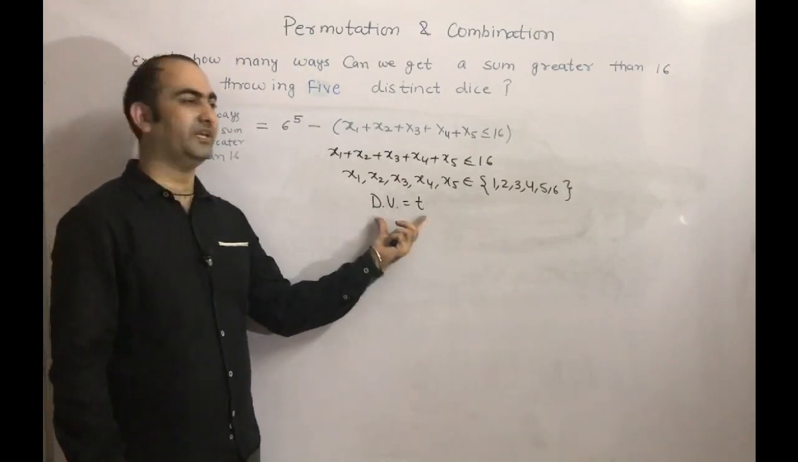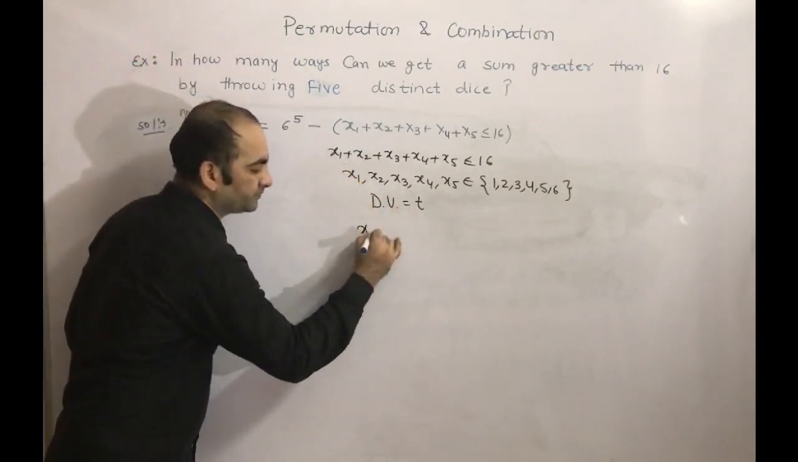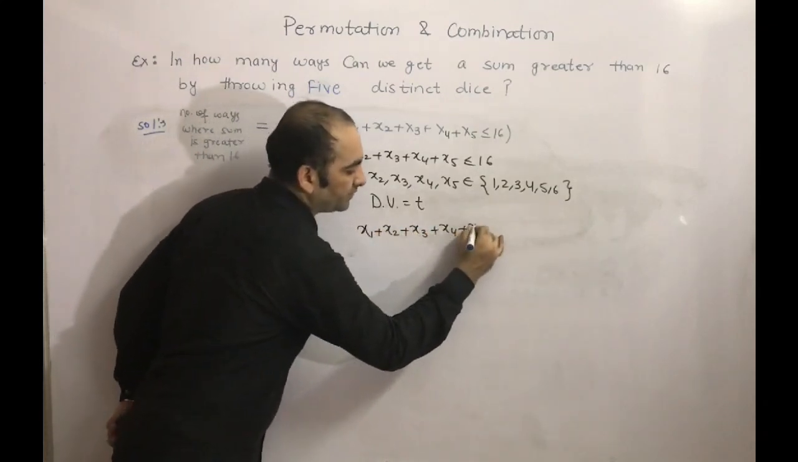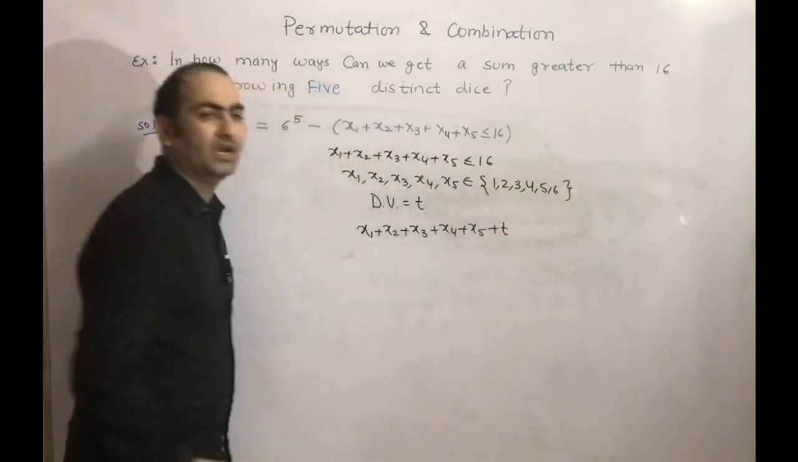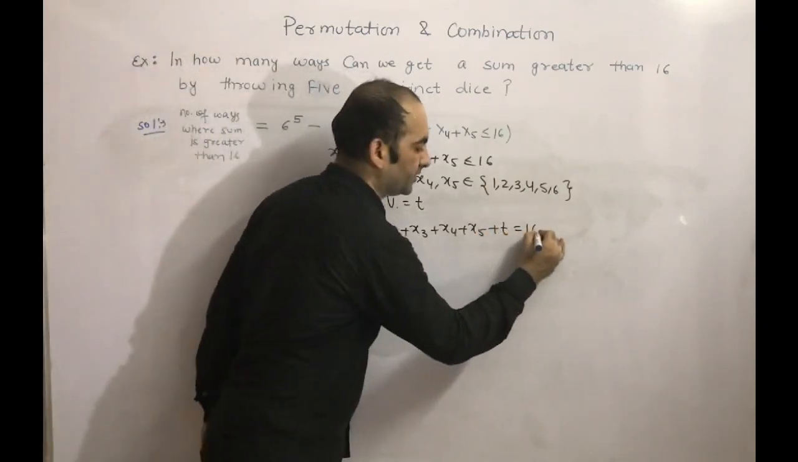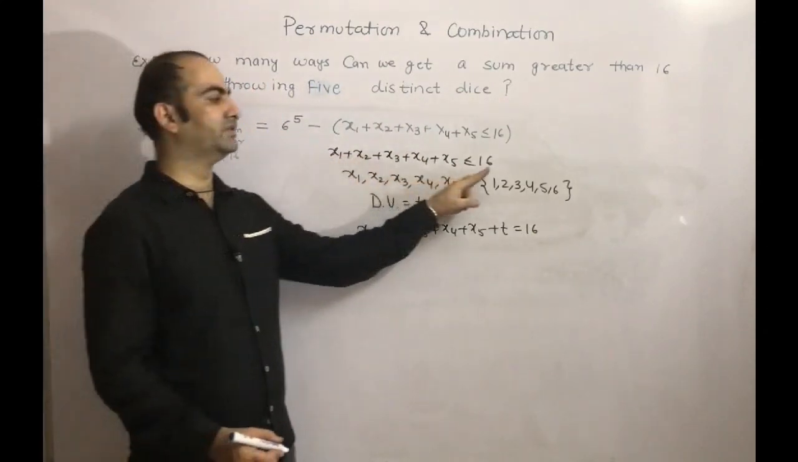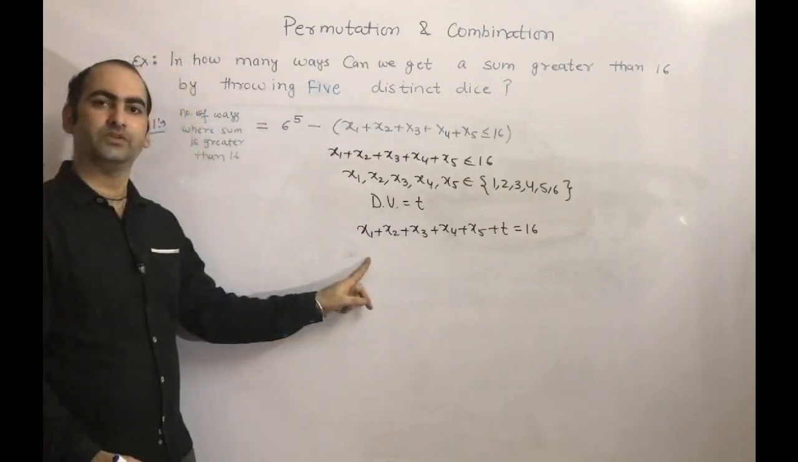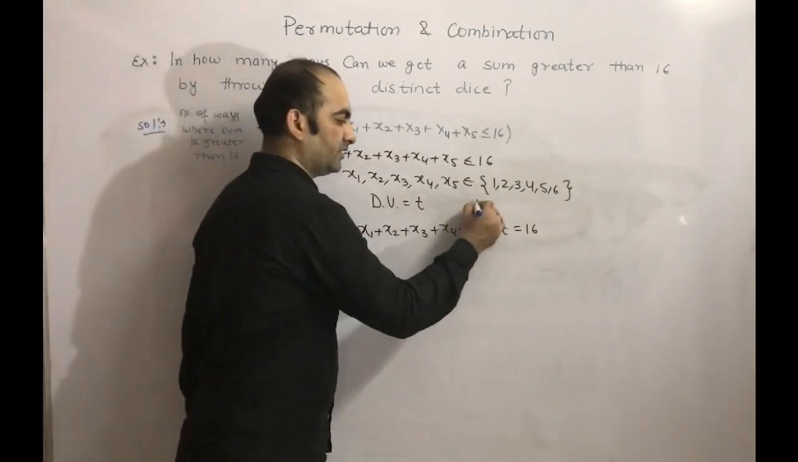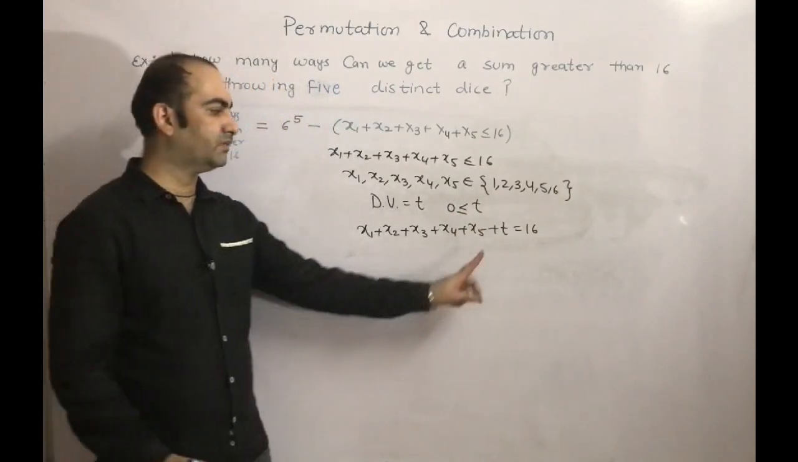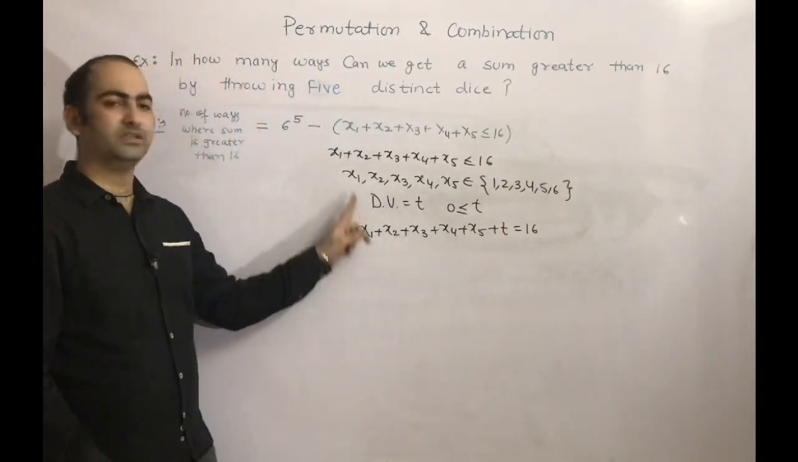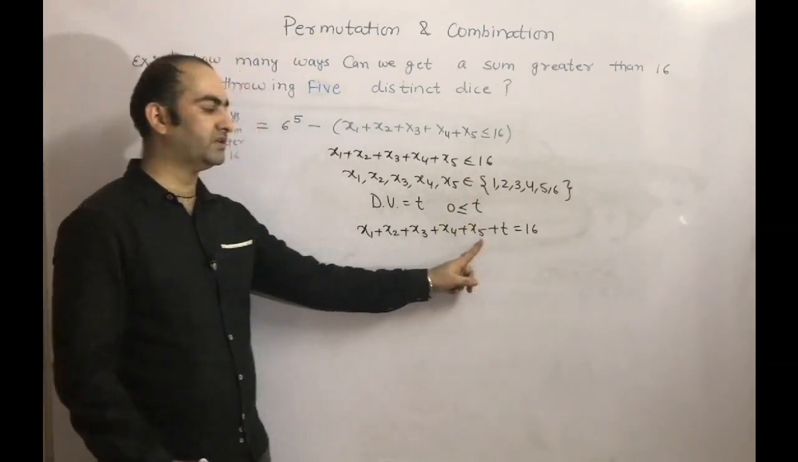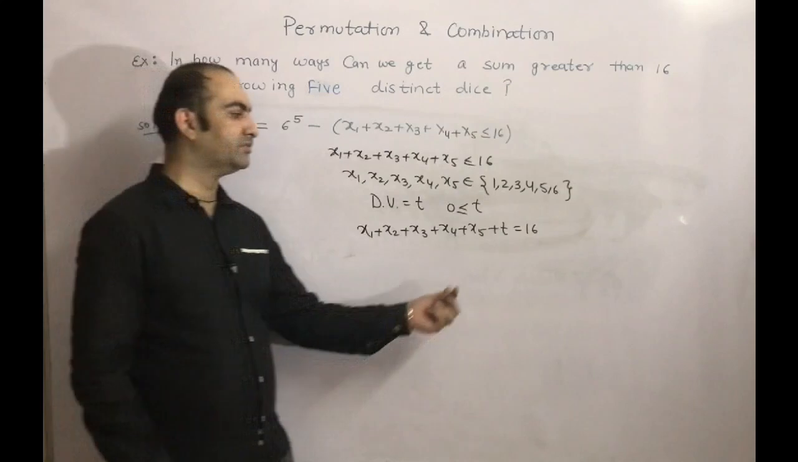If you use dummy variable t here, what will come? x1 plus x2 plus x3 plus x4 plus x5 plus t equals 16. We want this summation to be less than or equal to 16. So if t is 0, then this summation is 16. So t should be greater than or equal to 0. If t is 1, then this summation is 15, which is also valid. If t is 2, then this summation is 14.